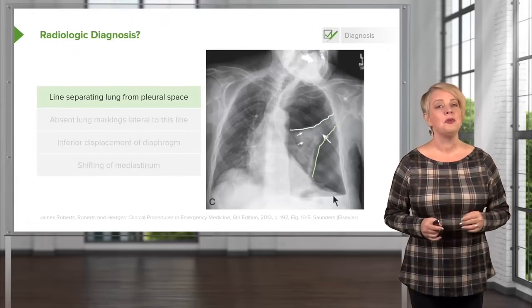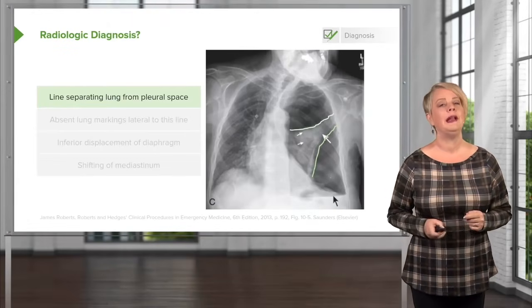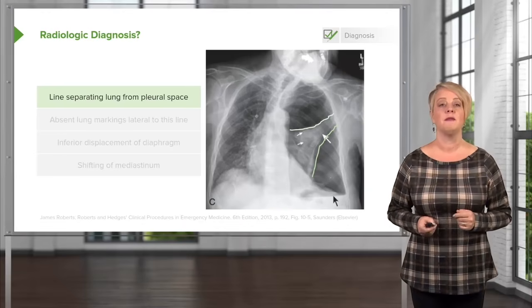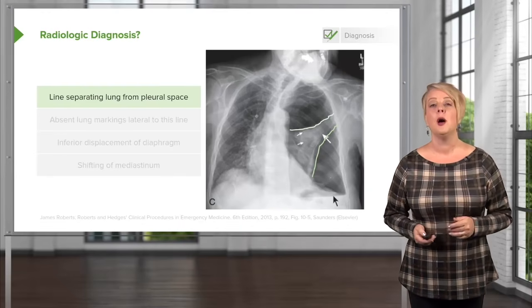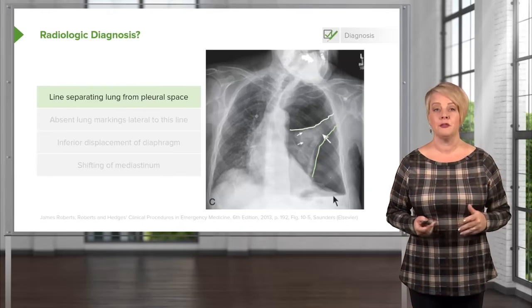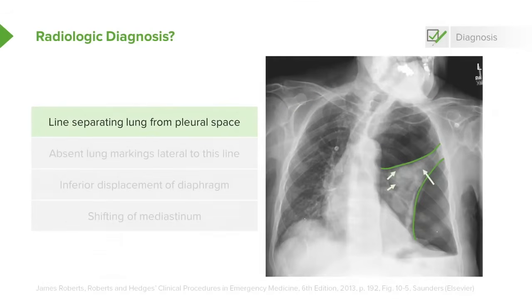Now, tension pneumothorax is not usually a radiologic diagnosis. Usually this is something we diagnose clinically. But if you do happen to get an X-ray, there are some characteristic findings that you're going to expect to see. On this image, we have lines outlining the separation of the lung from the pleural space. Now, this patient must have some underlying lung pathology because you can actually see that the lung tissue is tethered to the pleura in one location. Maybe he has some old scarring in that region from a prior injury.